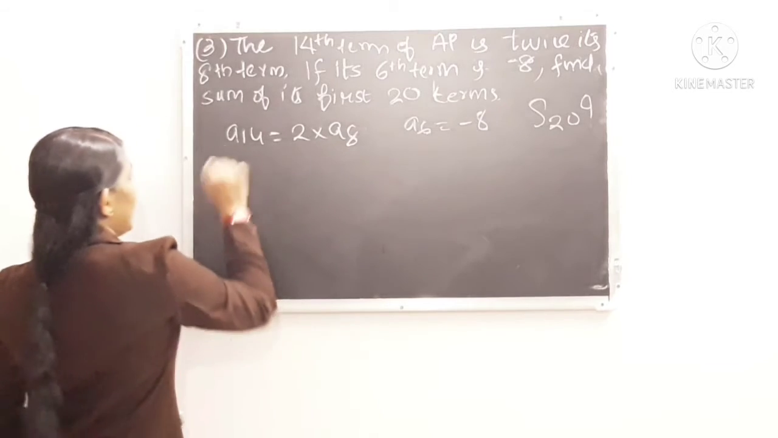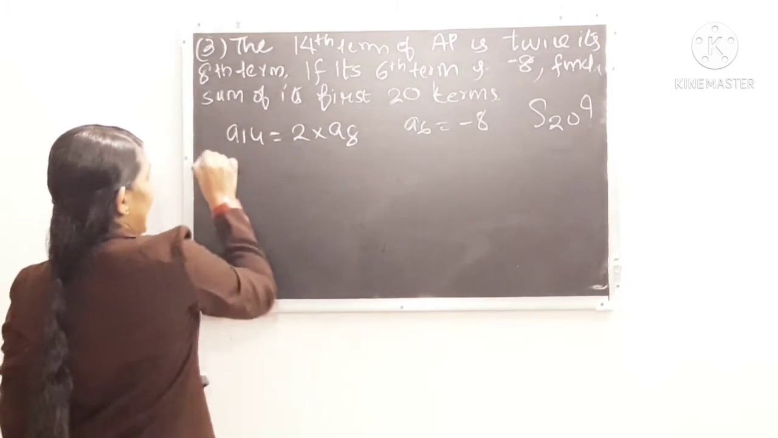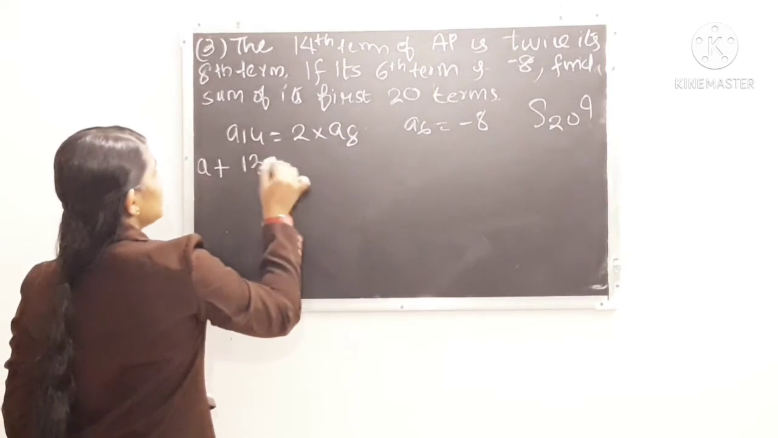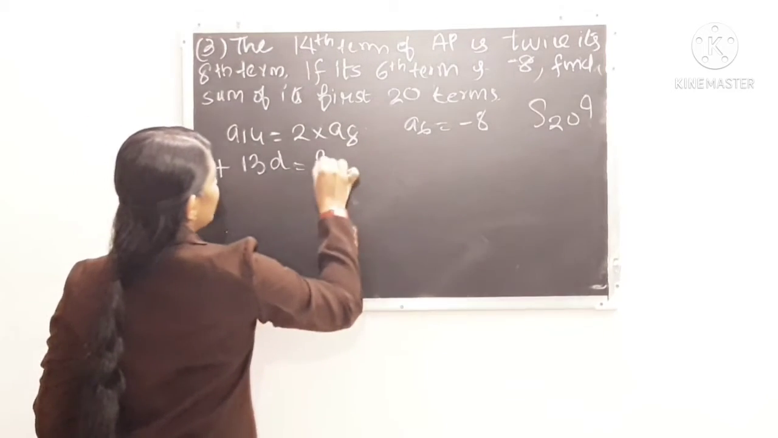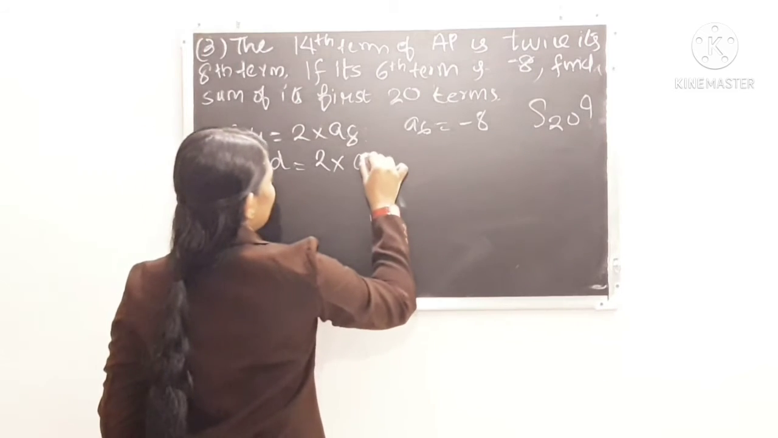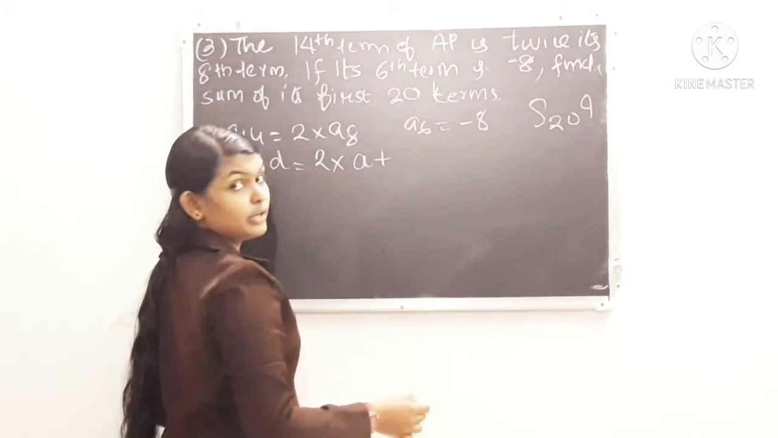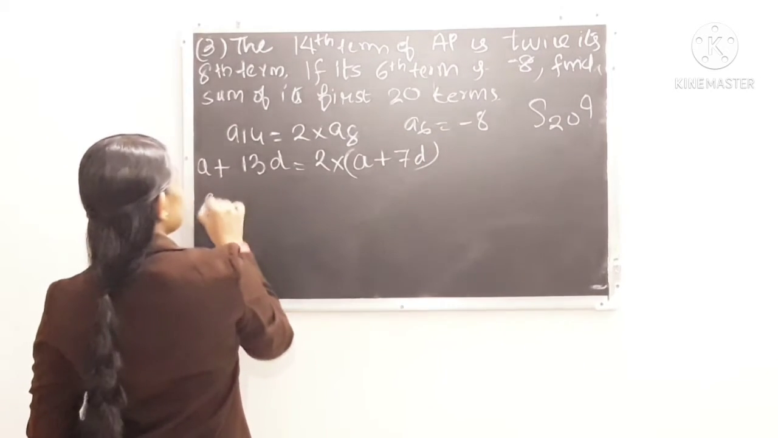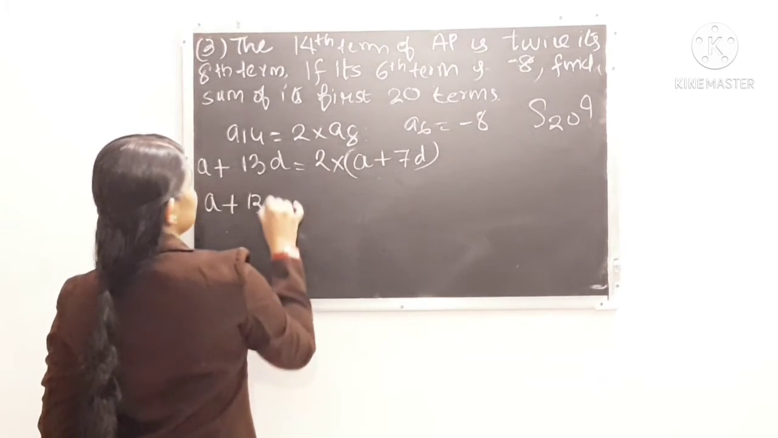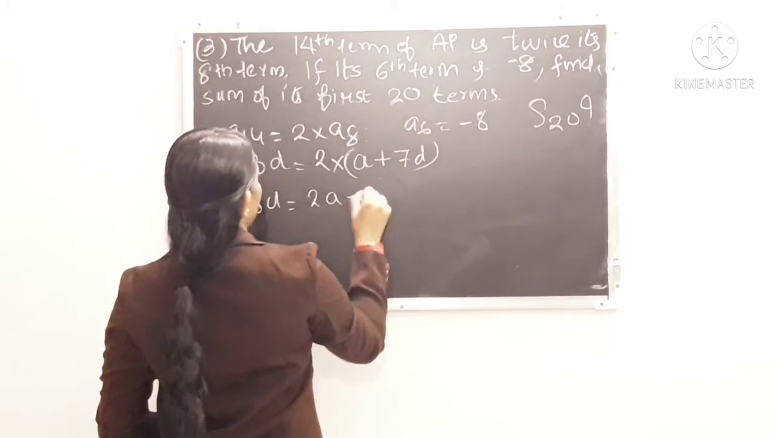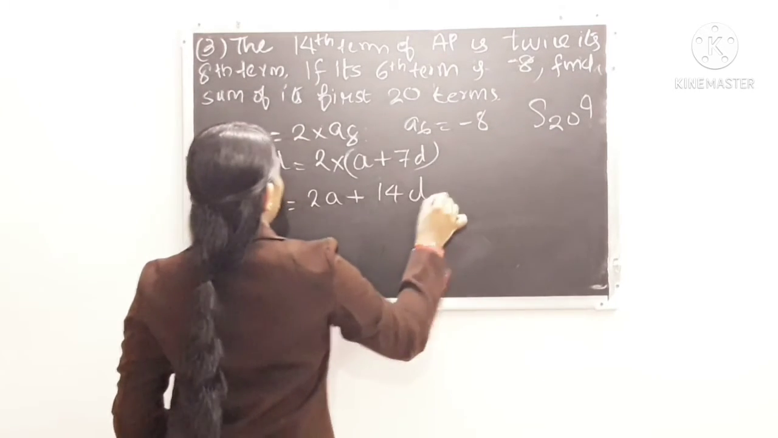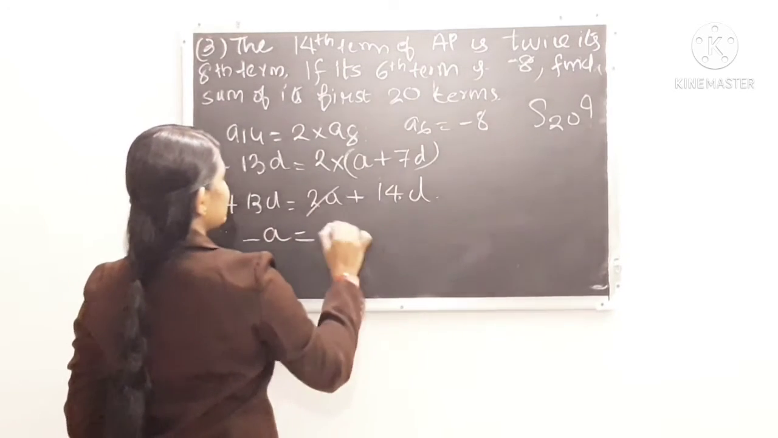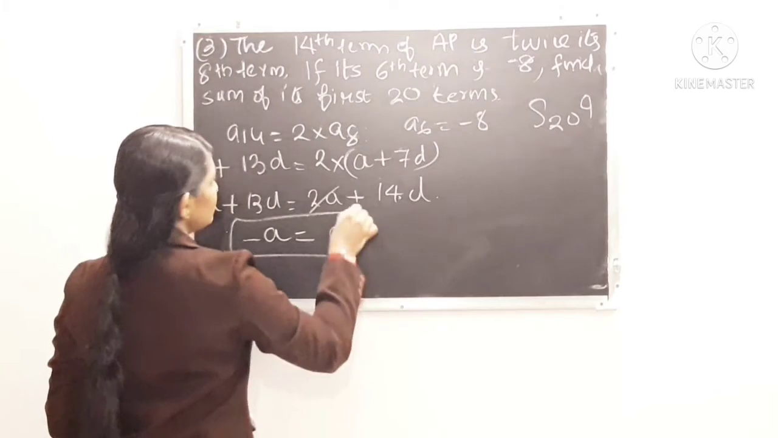Okay. So an can be written as a plus (n minus 1) into d, where n minus 1 is equal to 13 here. So a14 is a plus 13d, which will be equal to 2 into a8, which can be represented as 2 into (a plus (n minus 1) into d), which is 7d. Okay. Now we can expand this and we can write a plus 13d is equal to 2 into (a plus 7d), which is 2a plus 14d. a minus 2a, which is equal to minus a, is equal to 14d minus 13d, which is equal to d. So minus a is equal to d.